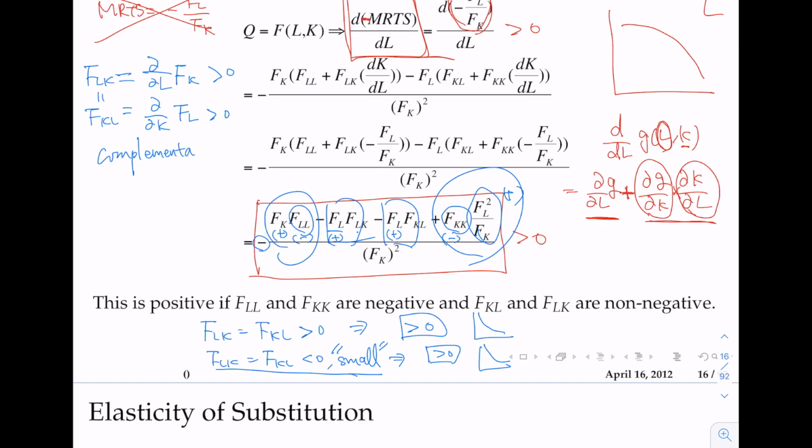Okay. And of course, if they're negative, that means they're substitutable. So making more of the labor makes the usefulness of the capital smaller. So that's when the two input factors are substitutable. But anyway, if they're substitutable a little bit, that's okay. But if they're substitutable too much, then we can have this shape of isoquant curve.